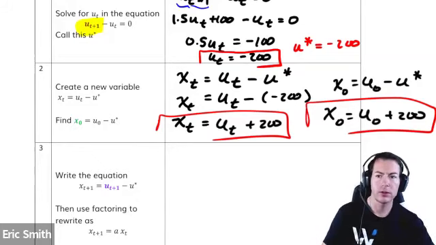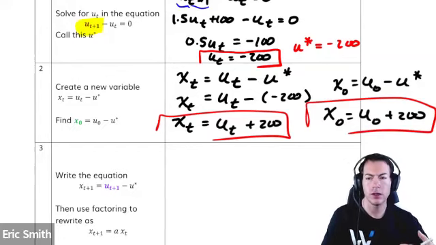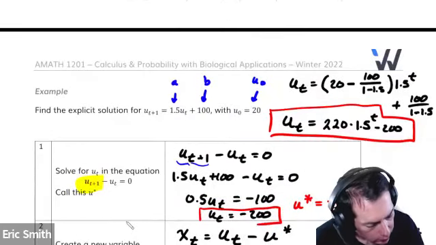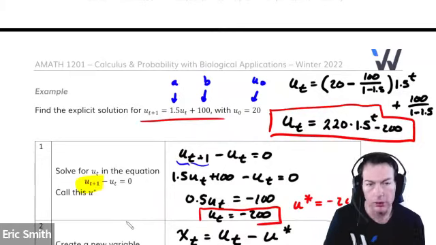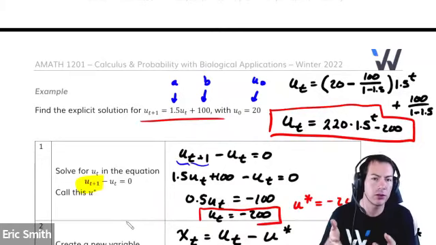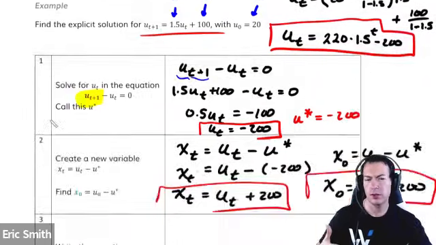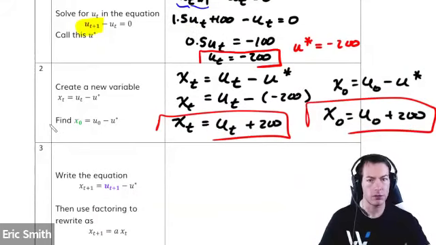Oh, good question. This one says, how did I know that u sub t plus 1 was 1.5 u sub t plus 100? How did I end up subbing that out? This was given in our original recursive formula. So I'm essentially looking at that recursive formula and putting in that information. It's kind of like what we did last time. We're starting off with the recursive version so we can build into the more explicit version.